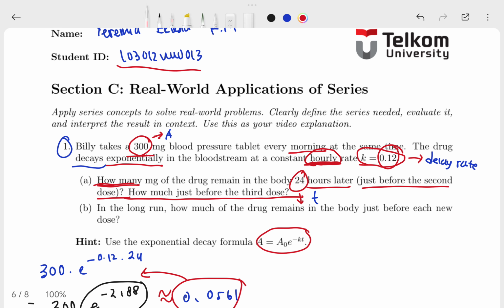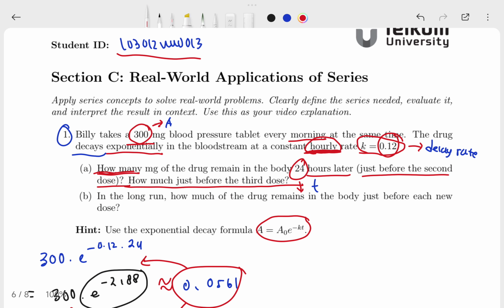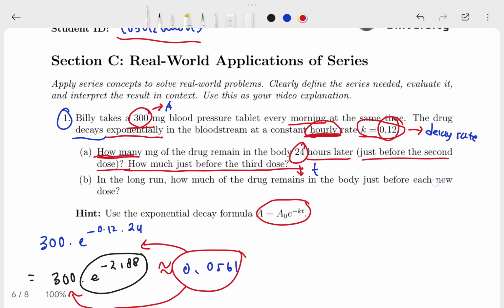So we get to the question: how many milligrams of the drug remain in the body 24 hours later, or just before the second dose? How much just before the third dose? Oh, so there are two questions. The first one is after 24 hours, and the second one is before the third dose. So after Billy takes the drug the second time, and just before the third dose, how much is still in his body?